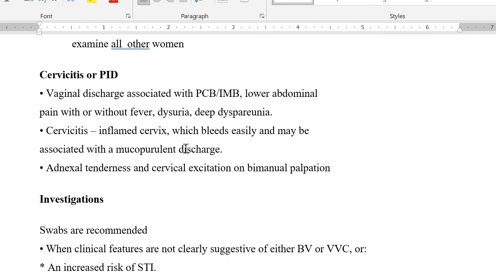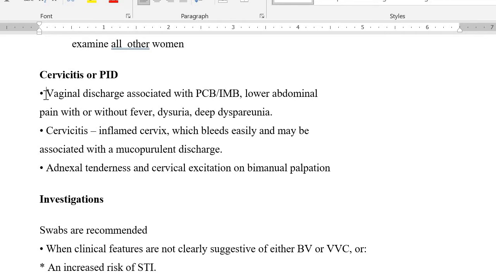As we know, if the patient has cervicitis or PID, she will have vaginal discharge, which is associated with postcoital bleeding and intermenstrual bleeding. She may have lower abdominal pain, which can be associated with fever or without fever. There can be dysuria and there can be deep dyspareunia. Those are the symptoms of PID, okay?